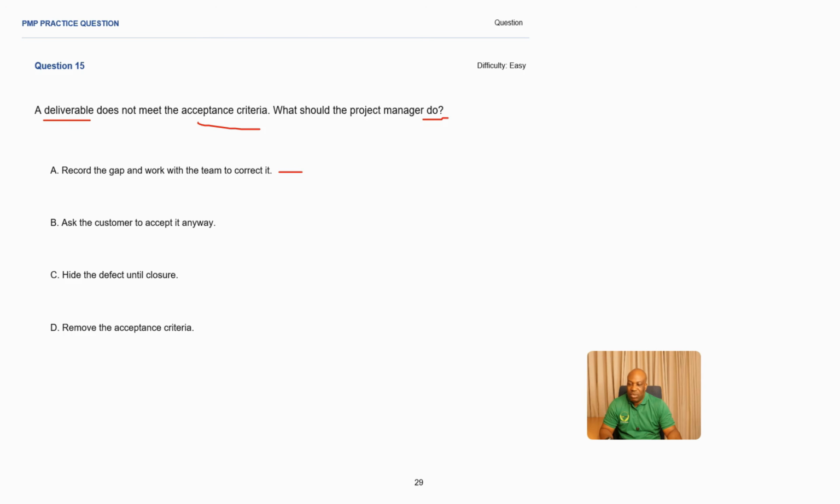Ask the customer to accept it anyway. You don't force customers to accept deliverables. You base your deliverable on acceptance criteria from the customer. So we eliminate this one straight away. Hide the defect until closure. This is one of the ethics of a project manager. You should not hide anything in a project. This is not ethical. You should be transparent. So we eliminate this answer straight away. Remove the acceptance criteria. As a project manager, you don't remove acceptance criteria. This is done by the beneficiaries or the users of the deliverable.